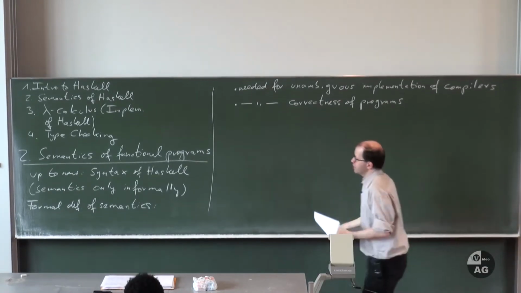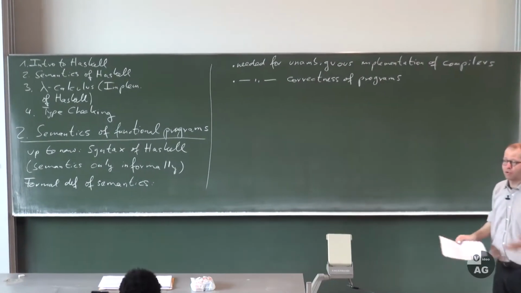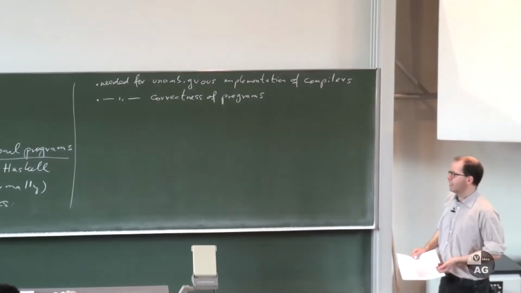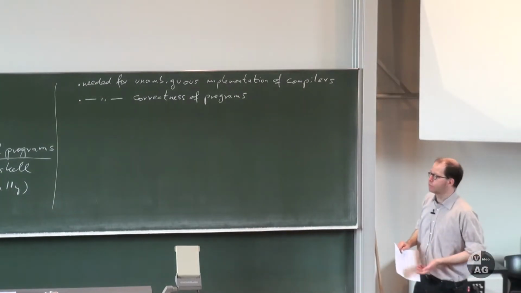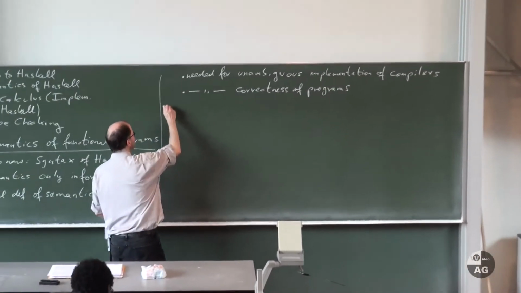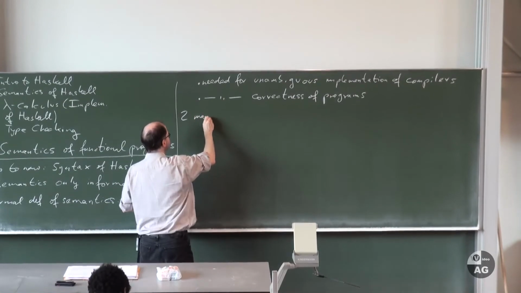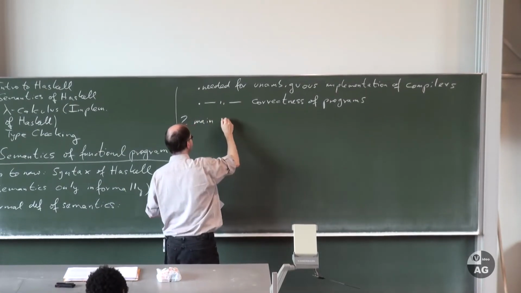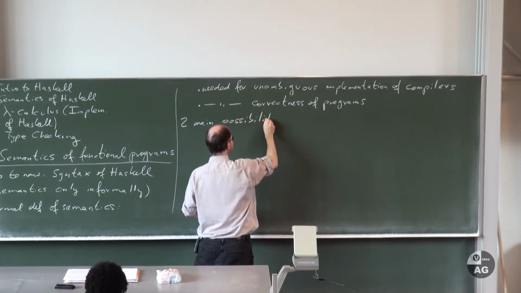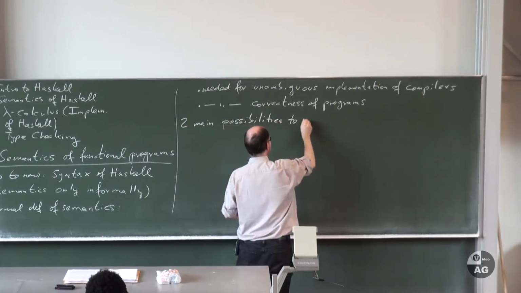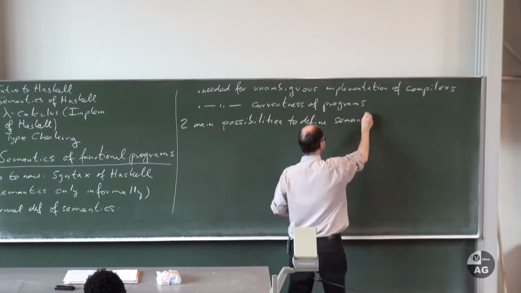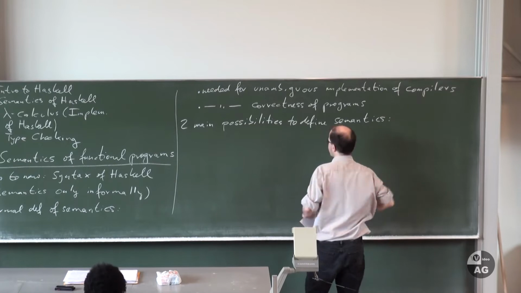So how can one define the semantics formally? Of course, you can do this not only for functional languages, but also for other kinds of programming languages. And there are two main ways of doing it. I mean, there are more than two, but the two most prominent possibilities to define the semantics are the following ones. So there are two main possibilities to define the semantics of programming languages.